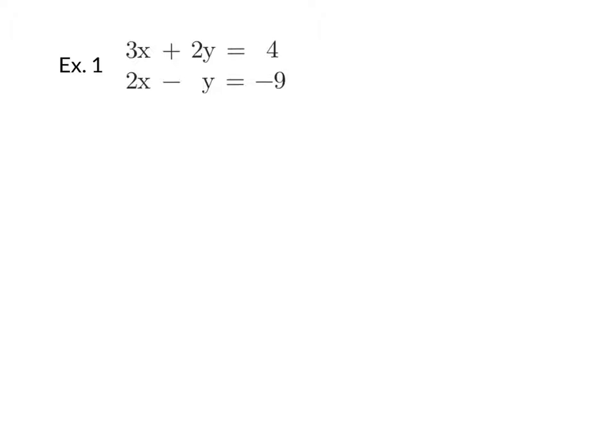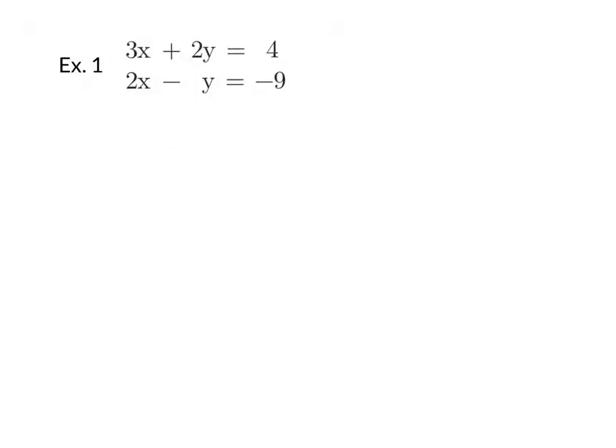So this first example looks to me like a good problem where we want to solve using elimination. The whole point of elimination is to eliminate either the x or the y, and you can do that by either adding the two equations or subtracting the two equations. Now, as you look at these x's and y's, neither adding nor subtracting will get rid of either an x or a y term. Remember, that's why it's called elimination, because we want to eliminate either an x term or a y term.